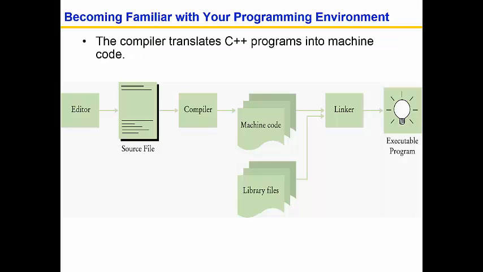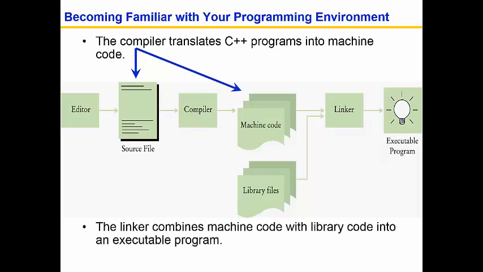Now, there's a lot going on behind. What happens? You write it into that source file with the editor. It gets compiled, translated into machine code. There are some other things like libraries that are needed. Those are linked together, and then it executes the program. That's that exe, that final program that comes out, is executable. So it combines all those things together.